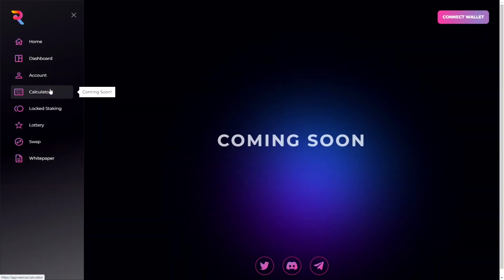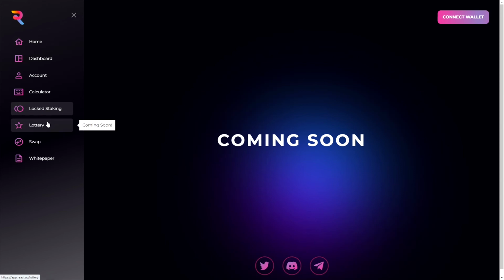They also have a nice little dandy calculator that's supposed to be coming soon. They are also looking to implement lock staking, which is pretty much, I'm assuming, something where you'll be able to lock your tokens and gain much more rewards. And they are also looking to implement some lottery as well.